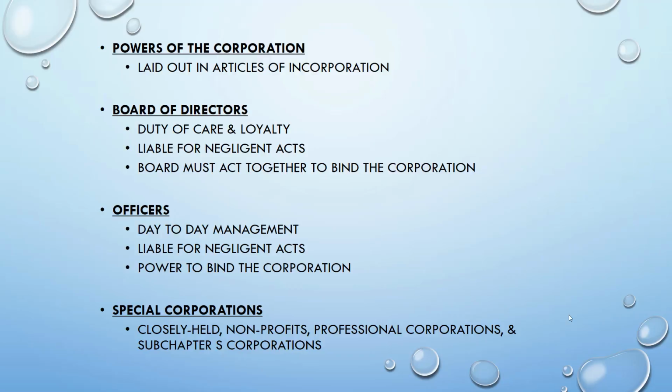And the last special type of corporation I'll mention is the Subchapter S corporation. That refers to Subchapter S of the Internal Revenue Code. This is something that a smaller corporation can elect, and the reason they would elect it is that they get some more favorable tax treatment.